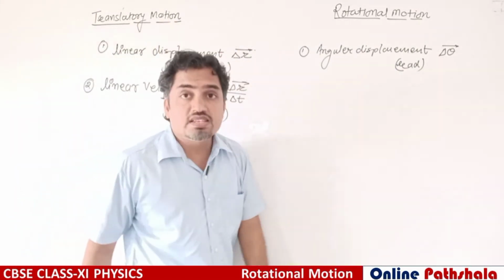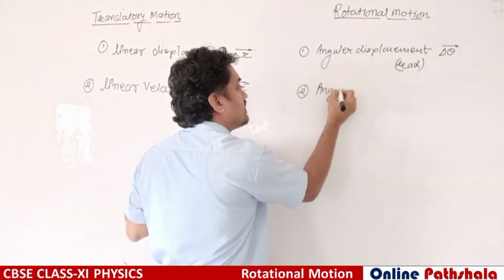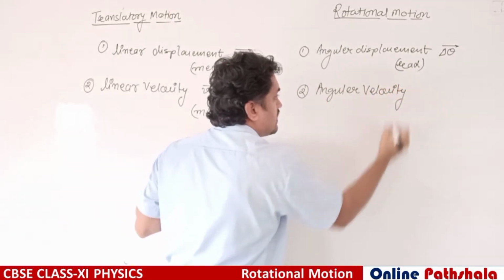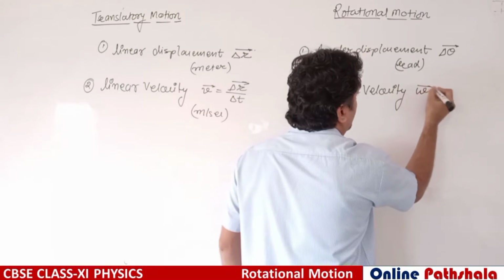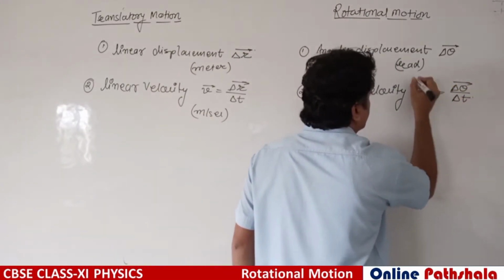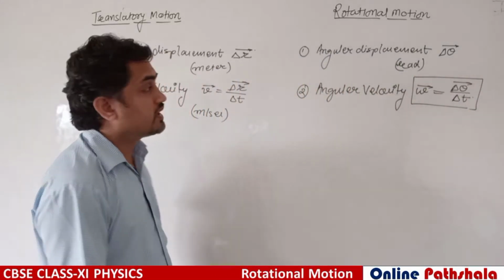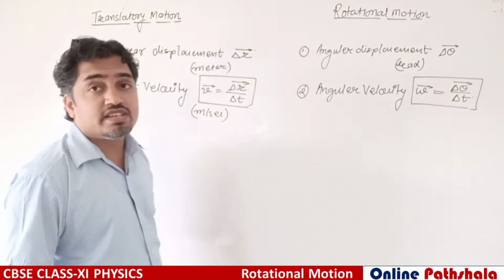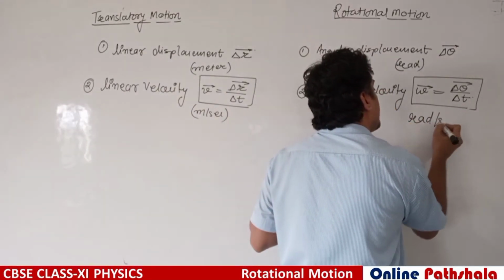So as we understand the concept of linear velocity in translatory motion or linear motion, same as it is in rotational motion, we can understand the concept of angular velocity. This angular velocity is denoted by omega vector. Omega vector is delta theta vector divided by delta t, the rate of angular displacement, angular displacement per unit time. It is measured in radian per second.